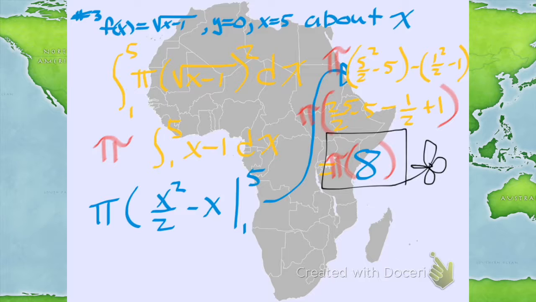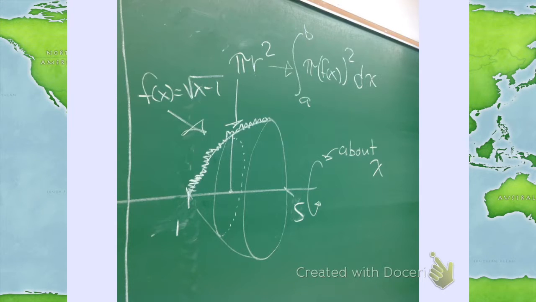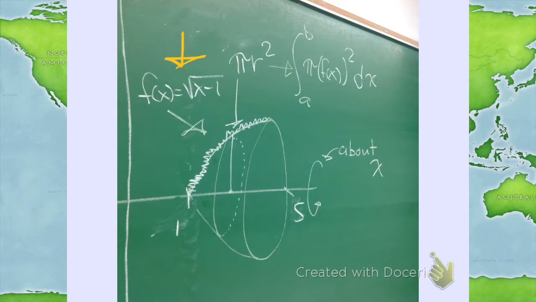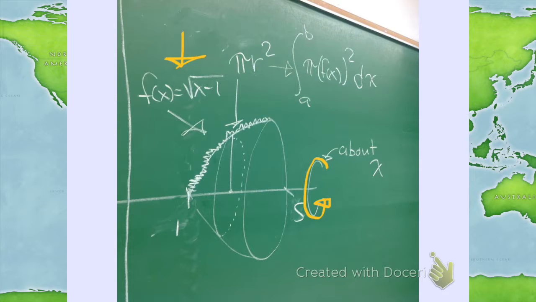Let's take a look at this over here. Because first I want to graph it. So I'm looking at the graph. This function, that's the one that we are trying to find the volume of when it's rotated about the x-axis.